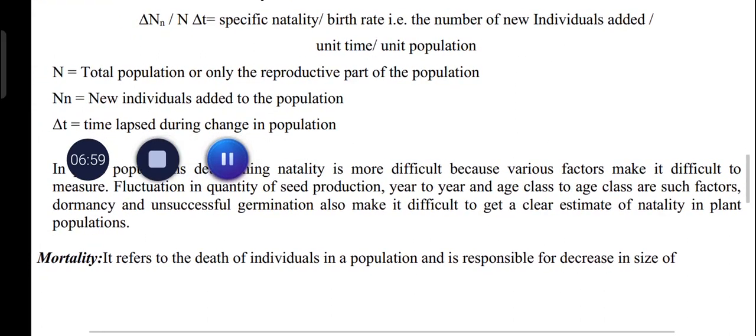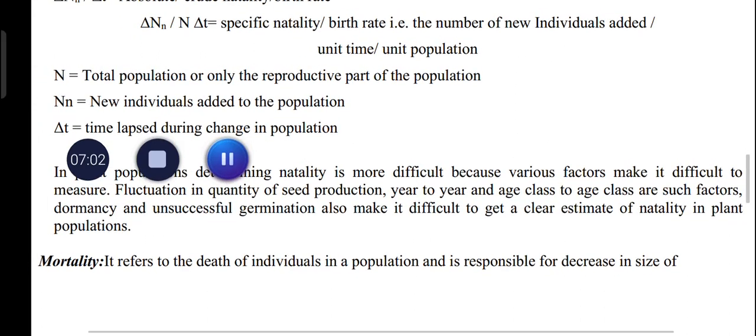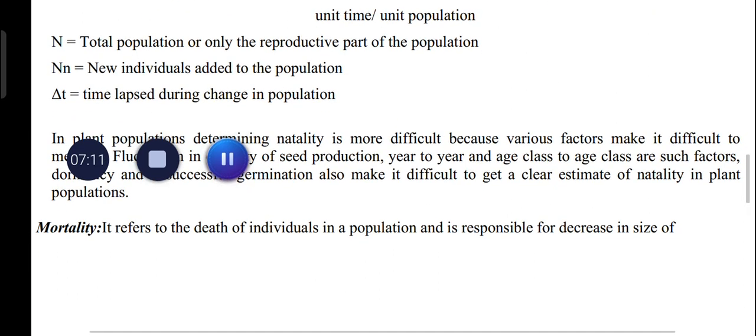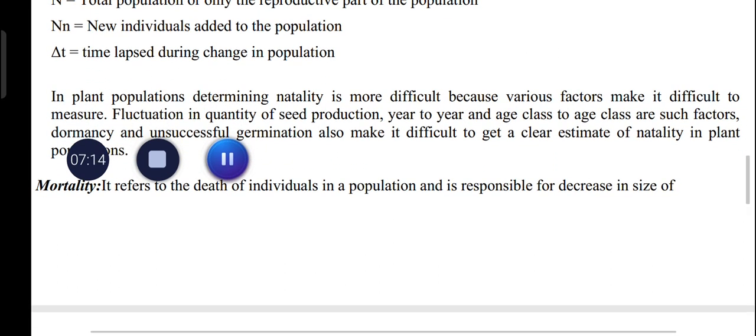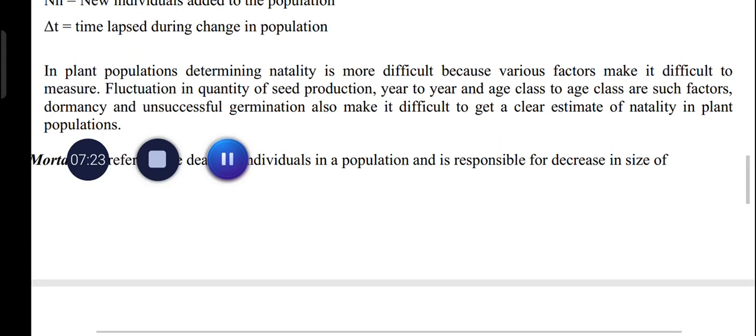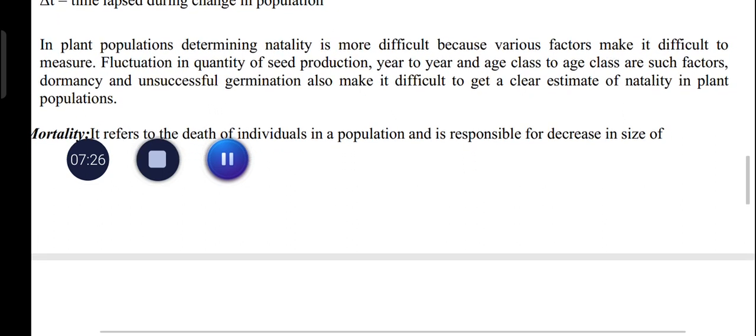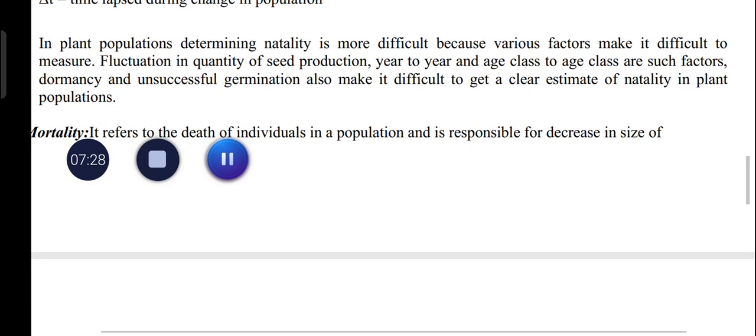N, it's mentioning the total population or only the reproductive part of the population, and new individuals added to the population in the time mentioned. In plant populations, determining natality is more difficult because various factors make it difficult to measure.